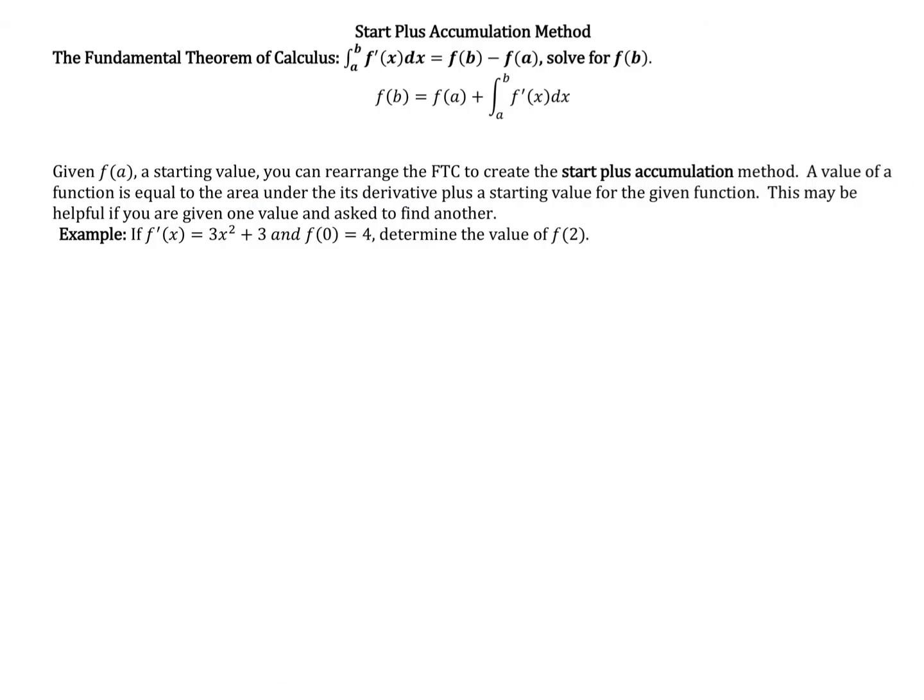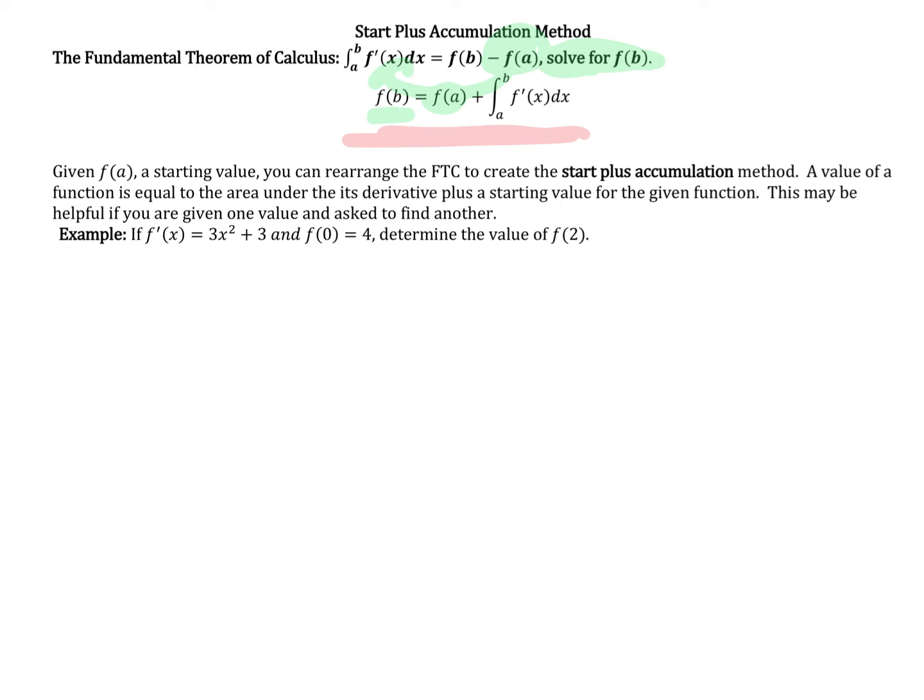So what we're going to look at is often referred to as the start plus accumulation method for the fundamental theorem of calculus. But what I want you to see is really all that we're doing is solving for a particular b value. So let's say I knew what f of a was and my goal was to find f of b. Well, I could just take this term and add it to the other side, and that would give me this new version of the fundamental theorem of calculus, that f of b is equal to f of a plus the integral from a to b of f prime of x dx.